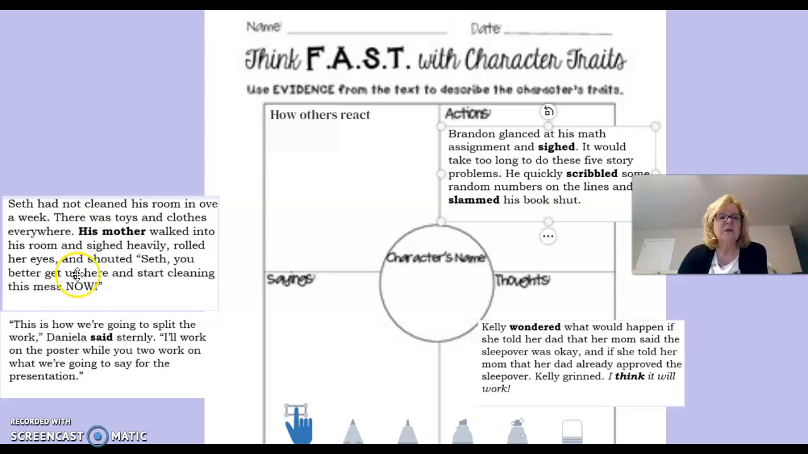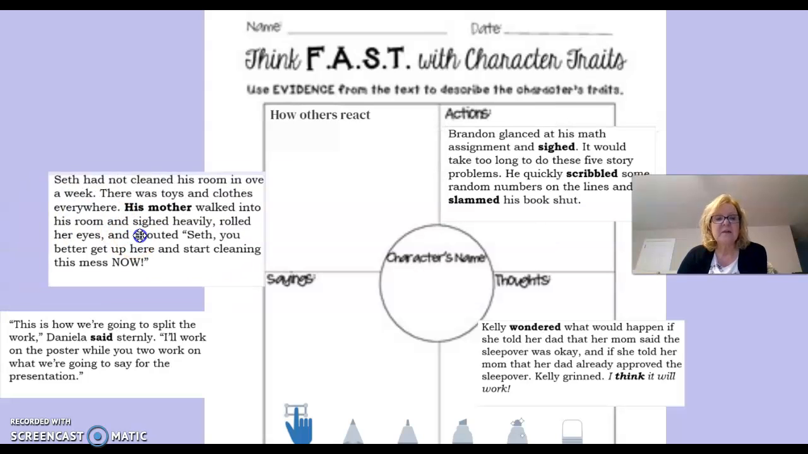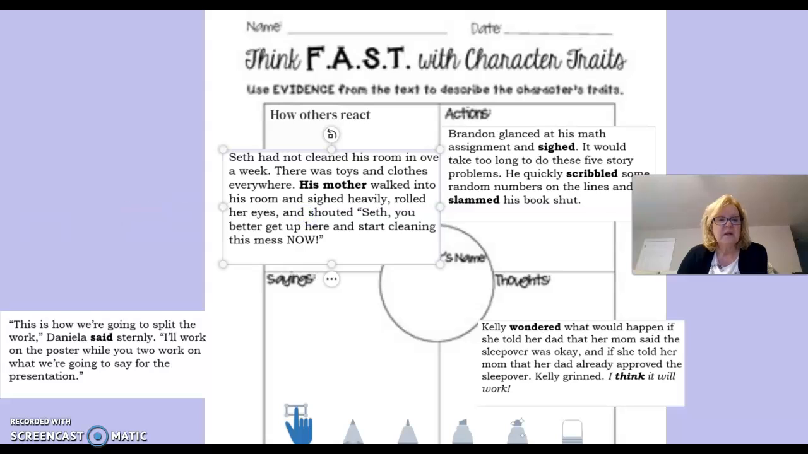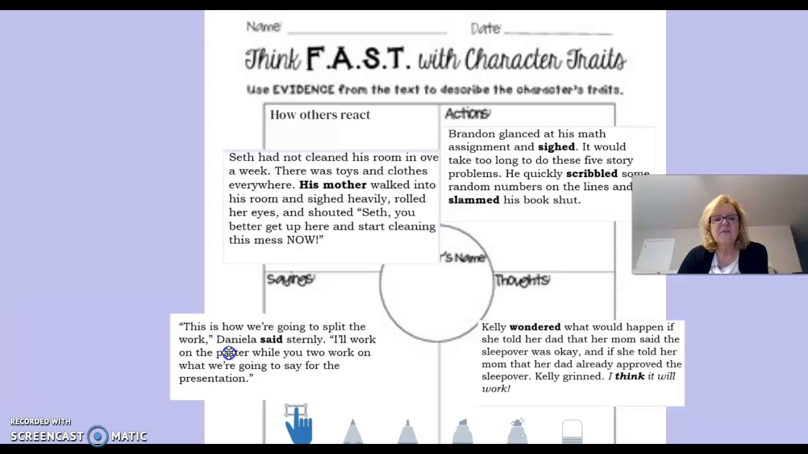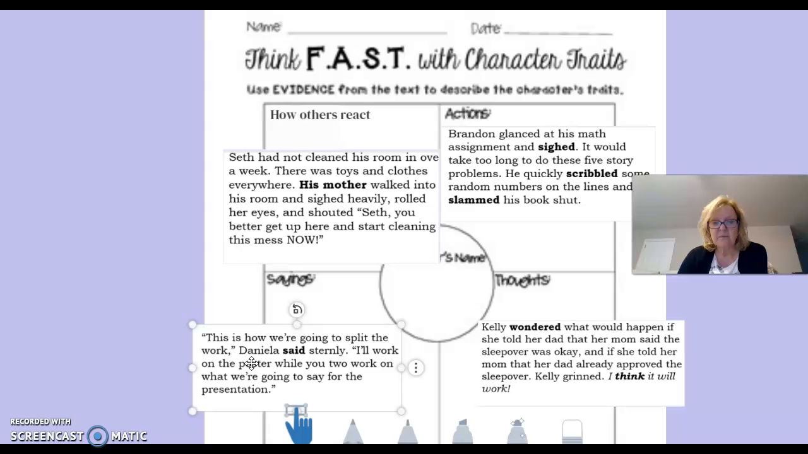Seth had not cleaned his room in over a week. There were toys and clothes everywhere. His mother walked into his room and sighed heavily, rolled her eyes and shouted, Seth, you better get up here now and start cleaning this mess now. Well, that's how his mother is reacting to Seth. So let's go to this last one. This is how we're going to split the work, Daniela said sternly. I'll work on the poster while you two work on what we're going to say for the presentation. Well, notice those quotation marks there and the word said. So that is something the character said.